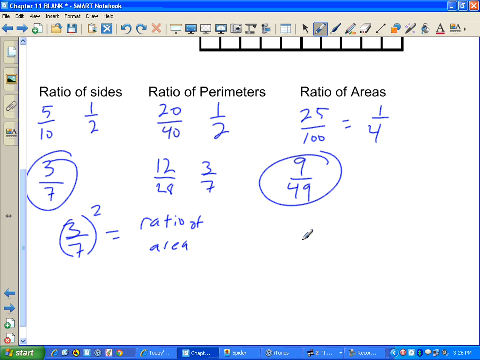And this applies to more than just squares. This is going to apply to any shape that we have. Since the sides are a single measurement, they're just length, and area is the multiplication of two measures, length times width, you use a one-dimensional ratio to get to a two-dimensional ratio by squaring it.